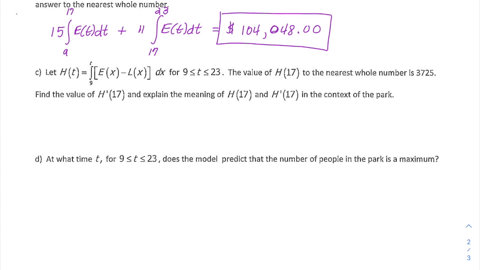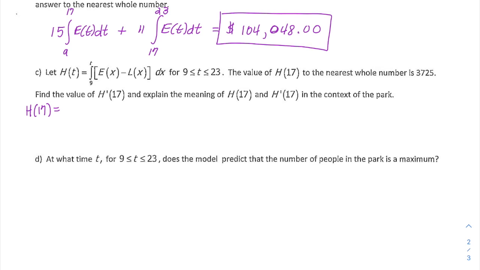Let h of t equal the integral from 9 to t of E of x minus L of x dx, for t from 9 to 23. The value of h of 17 to the nearest whole number is 3,725. Find the value of h prime of 17 and explain the meaning of h of 17 and h prime of 17. So I'm going to start with h of 17.